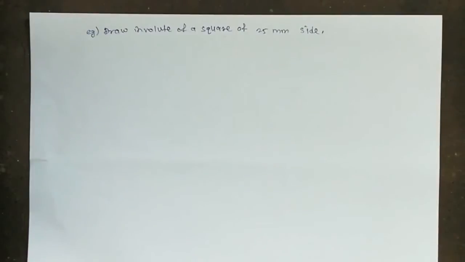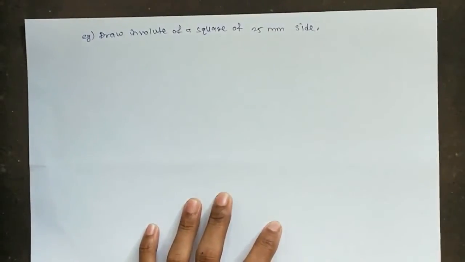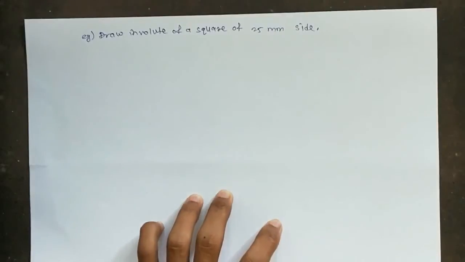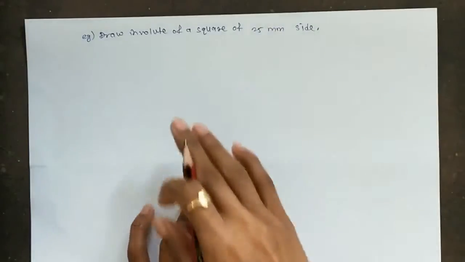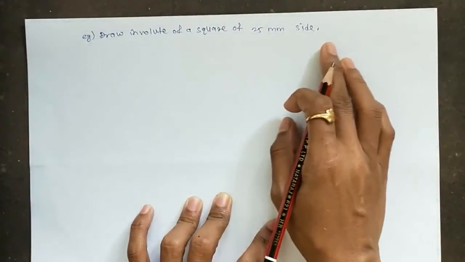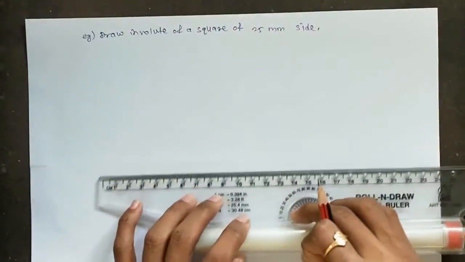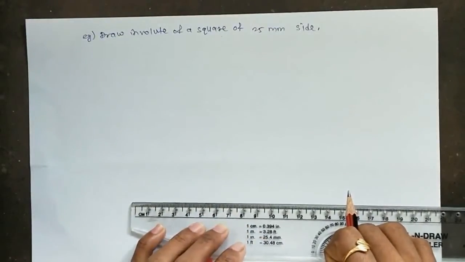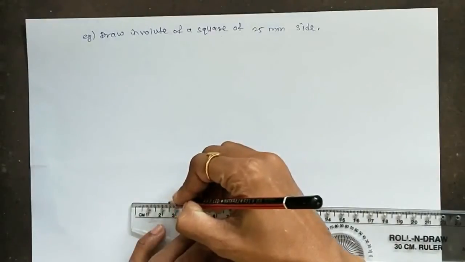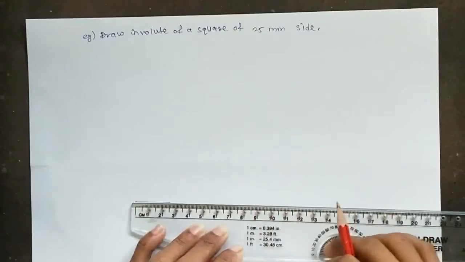Hello students, in this video we will see how to draw involute of a square. In previous video we have seen involute of a triangle. Now first draw a square of 25 mm side. So first draw 25 mm side square. So this is 25 mm.